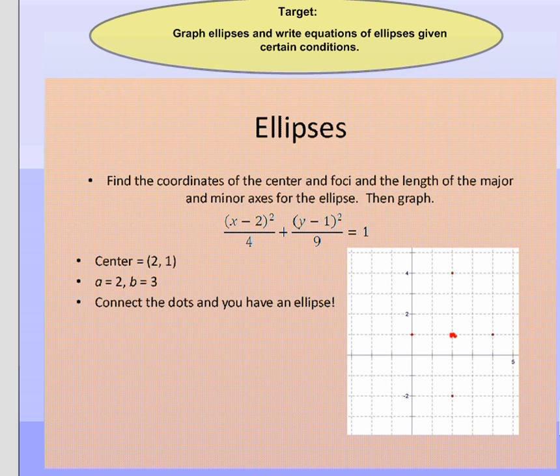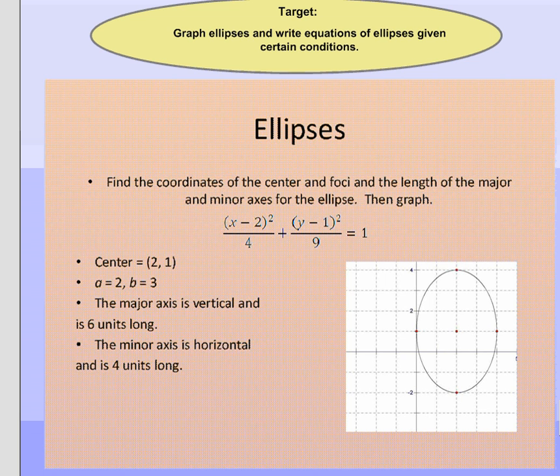So again, we have our center, we have our points to the right and left, 2 units right and left, 3 units up and down. You create your ellipse from those 4 points. You should now also be able to visually see which one's the major and minor axis. Because we went up 3 units and down 3 units, that's a total of 6. We only went right and left 2 units, that's a total of 4. So the major axis is vertical, and it's 6 units long. The minor axis is horizontal, and it's 4 units long.